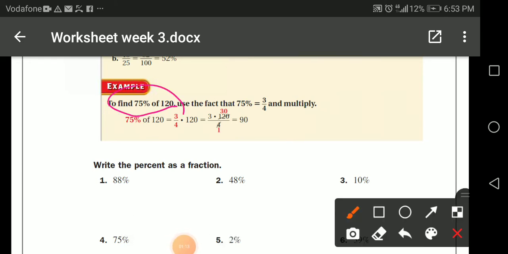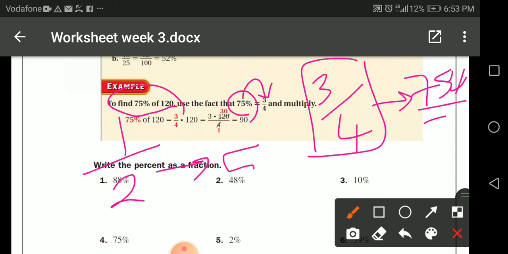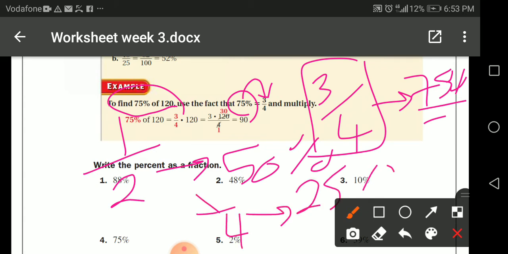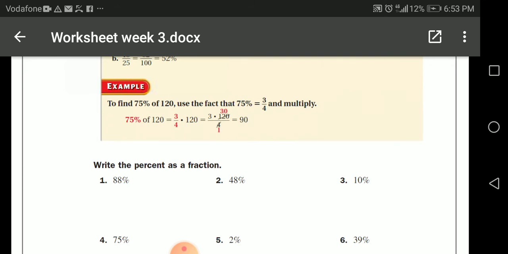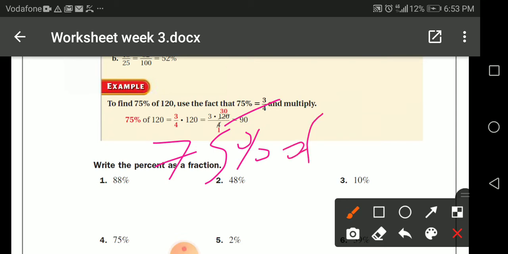Okay, another example: find 75% of 120. Use the fact that 75% as a fraction is 3/4. We know that 3/4 gives me 75%. We have to study this. We know that half is 50%, right? And we know that a quarter is 25%. So I know now this is 3/4, and then we should multiply. What should we do now? I have 75% of 120.